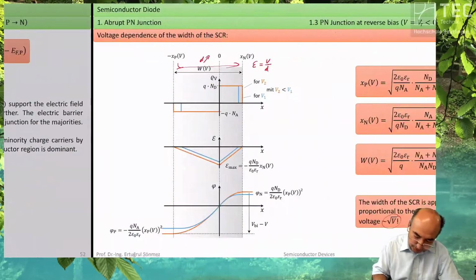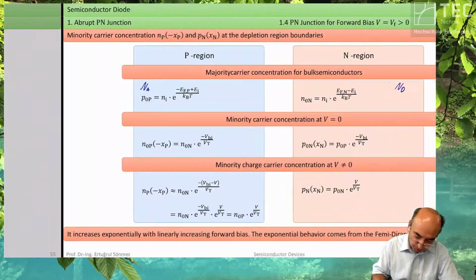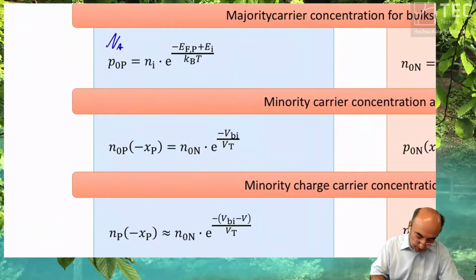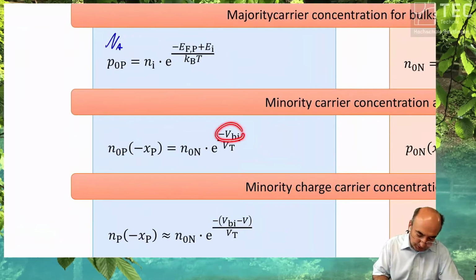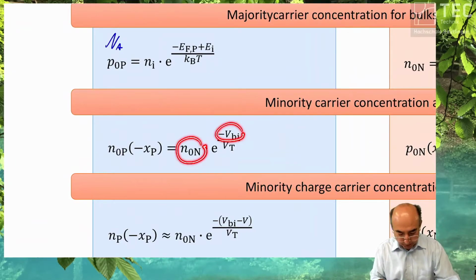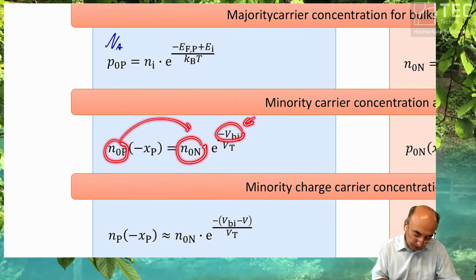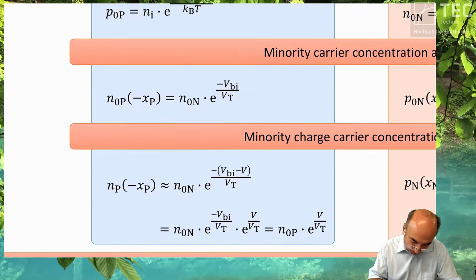Let's take a look at the equations here. If I use the built-in voltage, I start from the majority carrier concentration and calculate the minority carrier concentration by taking into account the energy level, which is between these concentrations we have. Okay, so let's continue.